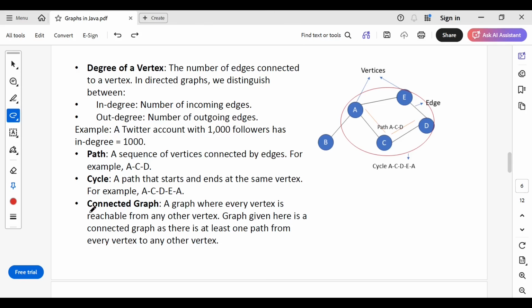Then we have connected graphs also, where every vertex is reachable from any other vertex. Then it is a connected graph. So this is a connected graph, right? I can go to any other vertex from any vertex. From E, if I have to go to C, I can go like this. If I have to go to B, I can go like this. From B, if I have to go to D, I can go like this. So I can go to any other vertex from any vertex. So it is a connected graph.